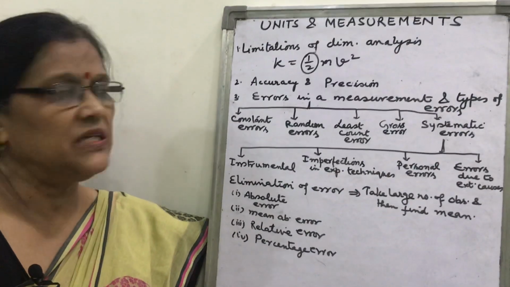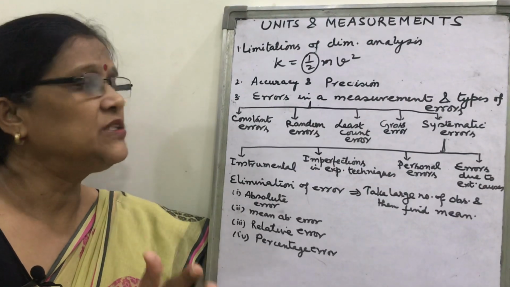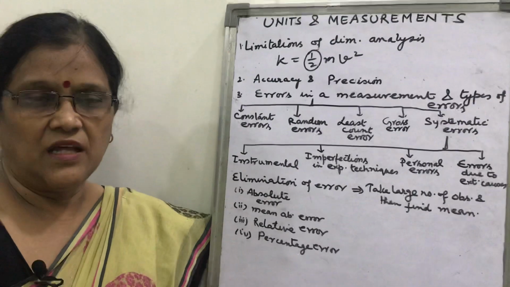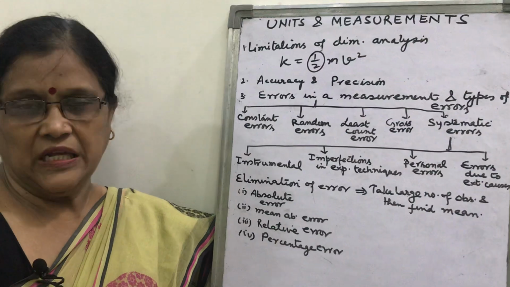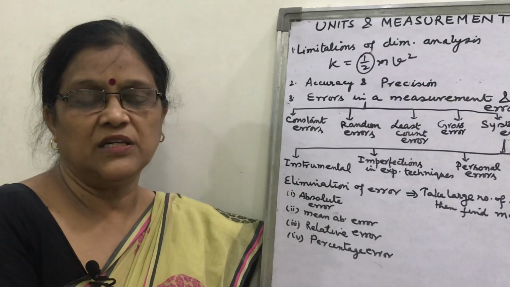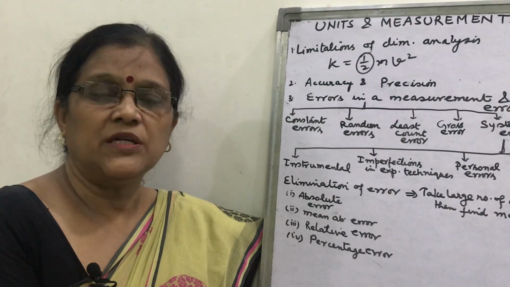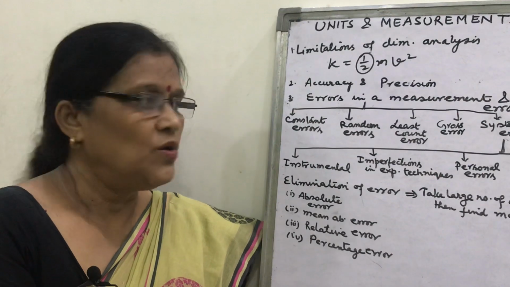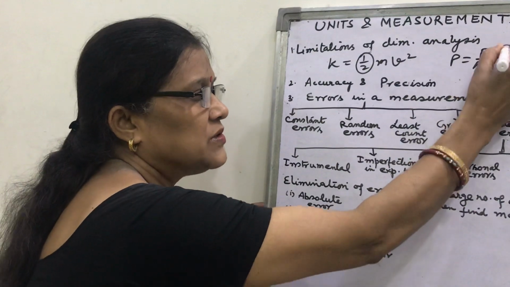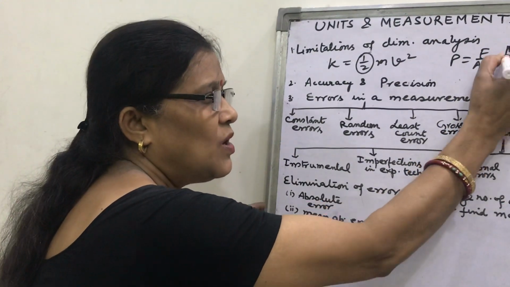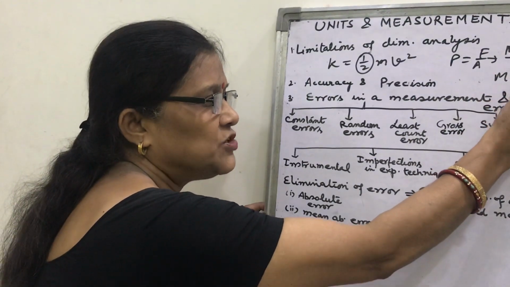Now, the second limitation is that this method cannot distinguish between quantities which are different but have the same dimensions. It does not distinguish between physical quantities having the same dimensions, like pressure, force upon area. So what will you get as the dimensions of pressure? Force is MLT minus 2 upon area L2. What will you get? ML minus 1 T minus 2.